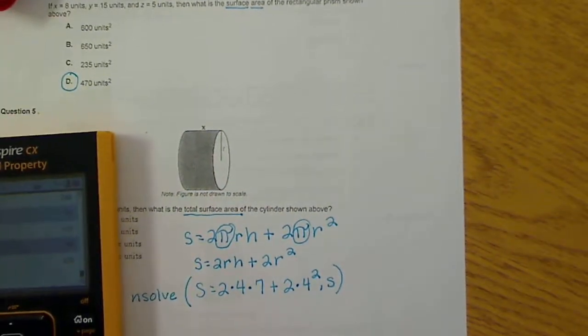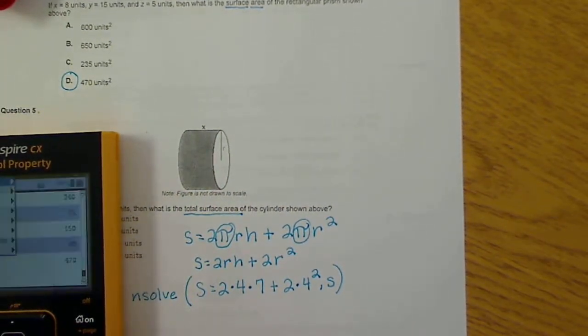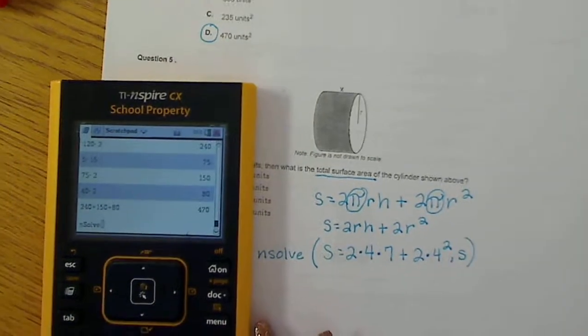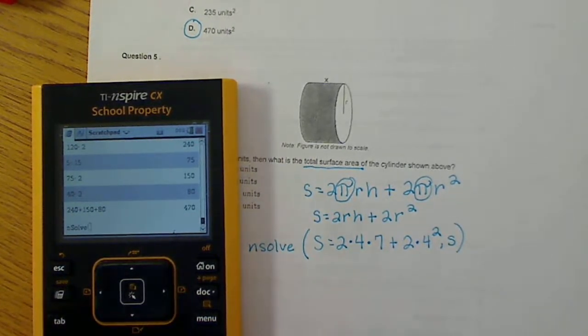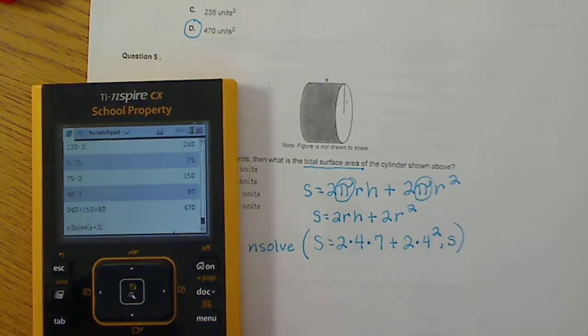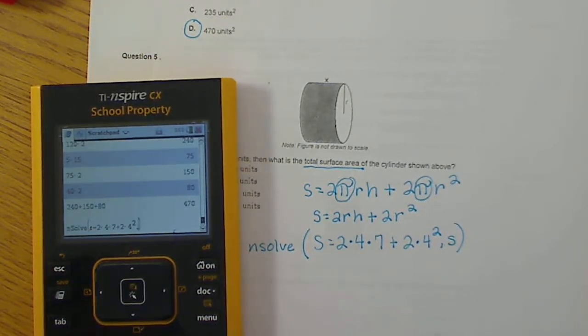So, menu 3-1. Sorry, let me scoot over. Let me get in there. Menu 3-1. S equals 2 times 4 times 7 plus 2 times 4 squared, comma, S.